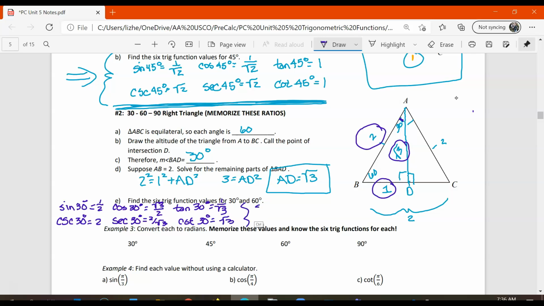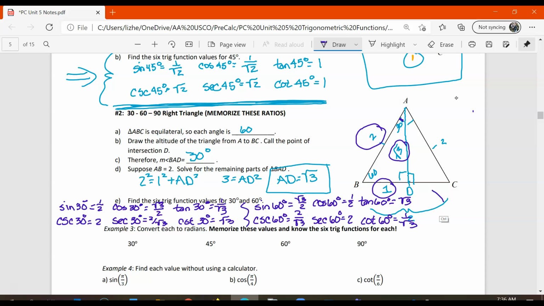Now for 60, we have a sine of 60 is opposite over hypotenuse, so we have radical 3 over 2. The cosine of a 60 is adjacent over hypotenuse, which is 1/2. And then the tangent of a 60 is opposite over adjacent, which is radical 3. All right, cosecant of a 60 is 2 over radical 3. Secant of a 60 is 2, and cotangent of a 60 is 1 over radical 3.